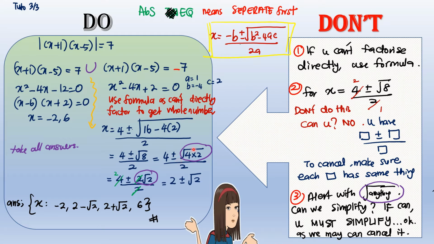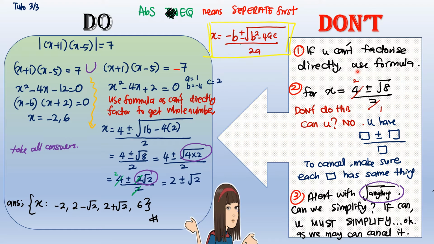Alright, so what can we simplify here? We know that root 4 is equal to 2. Root 2 we have to leave there. So here you have 3 terms, and it's the same for the 3 terms there. So our final answer is 2 plus minus root 2. And lastly, list down everything in terms of solution set. Put it according to the value.